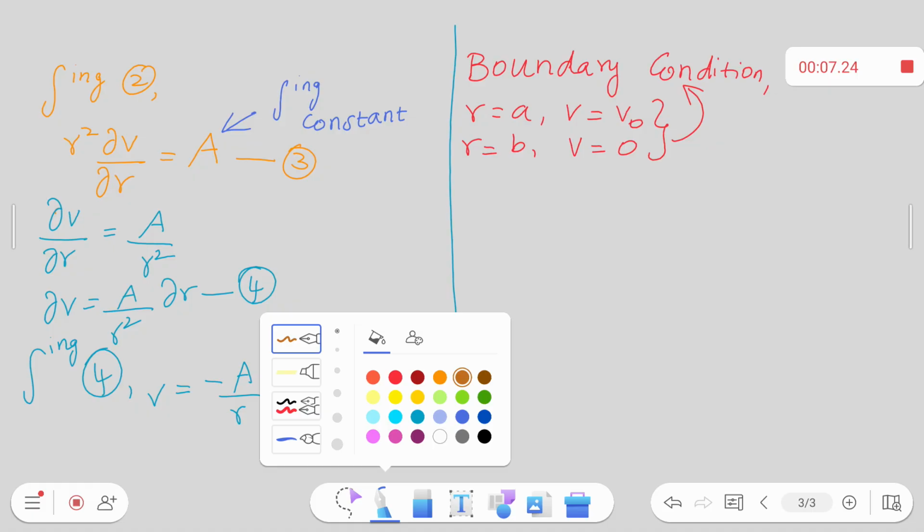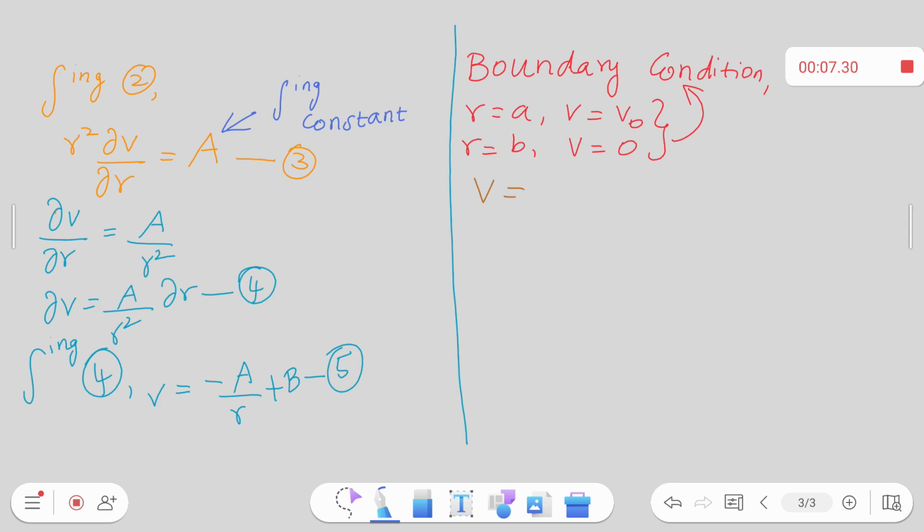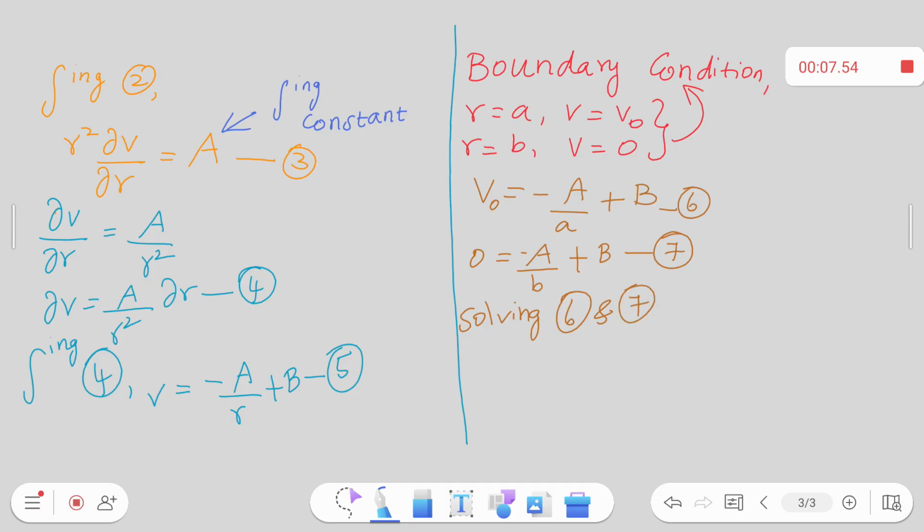So if I substitute r equal to a and V equal to V0, I will get V0 equal to minus A by a plus B. This is equation number 6. And 0 equal to minus A by b plus B. This is equation number 7. Now let us solve the simultaneous equations 6 and 7 to find the integrating constants A and B.